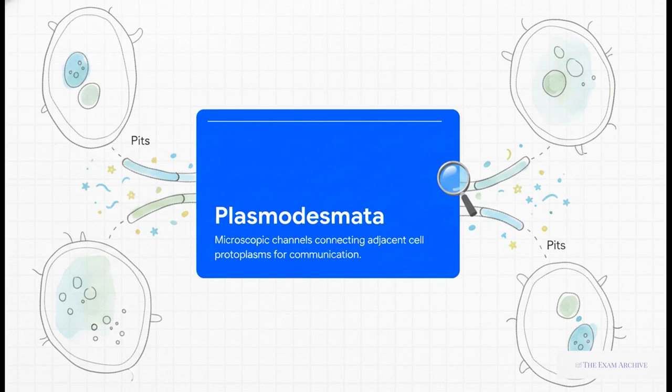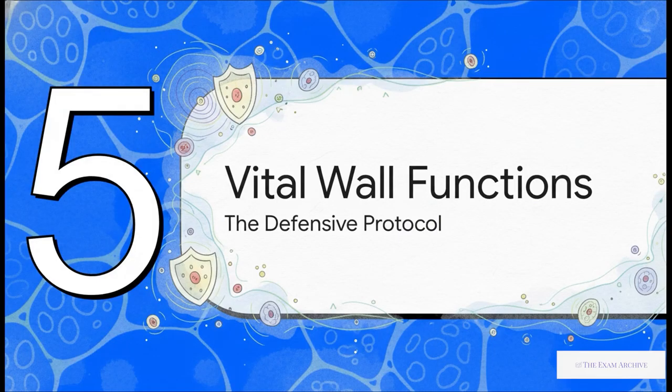Plasmodesmata are actual microscopic channels that connect the living protoplasm of adjacent cells. Pits, on the other hand, are uneven, unthickened regions located right in that tough secondary wall. They essentially act as permeable gateways, allowing vital water, nutrients, and chemical signals to easily pass through those heavily fortified borders.